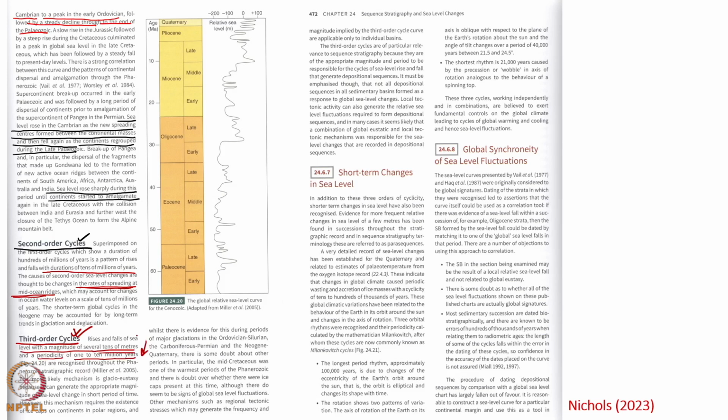So, a smaller time range and smaller difference in the water level characterize the third order cycles. The third order cycles are particularly relevant in sequence stratigraphy because they are the appropriate magnitude and period to be responsible for the cycles of sea level rise and fall that generate the depositional sequences. So, from the depositional sequences we can pick up the third order cycles.